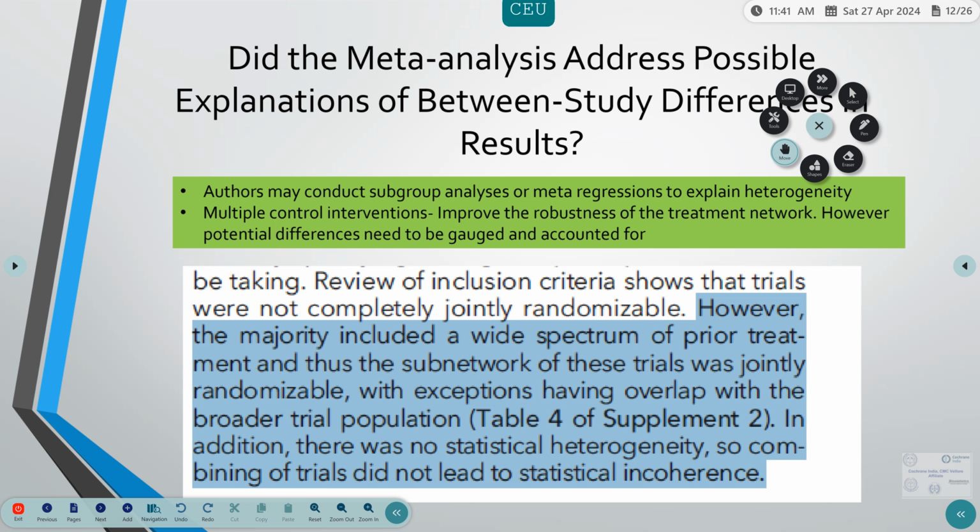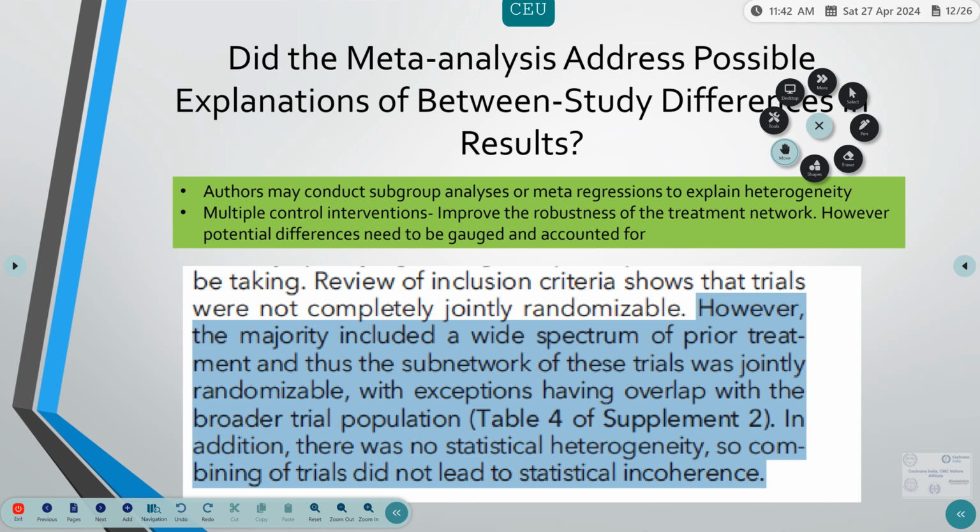The next question is, did the meta-analysis address possible explanations of between-study differences in results? When you look at different studies, they may have different results, and authors can do subgroup analysis and meta-regression to explain why the results are different. However, in this study, they showed that there was no statistical heterogeneity and no statistical incoherence.